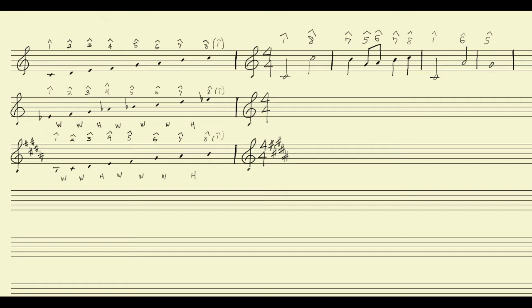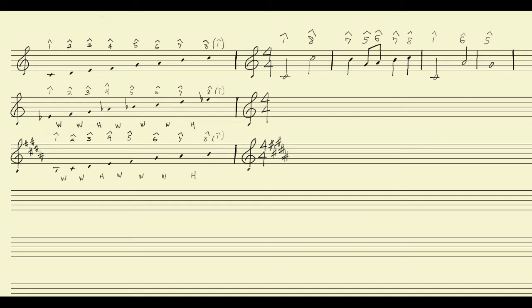We've looked at it in terms of its scale degrees. We've looked at it in terms of its diatonic intervals. So let's just remind ourselves, what are the scale degrees that we find in Over the Rainbow? So we start on scale degree 1, we jump up to 8, then down to 7, 5, 6, 7, 8, 1, 6, 5.